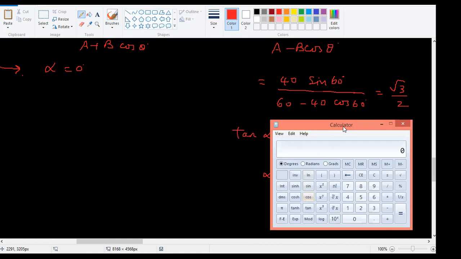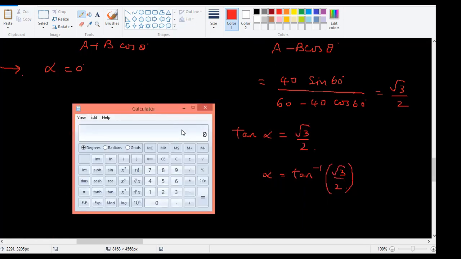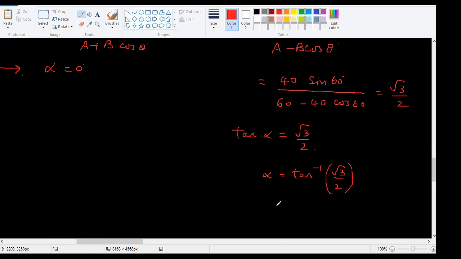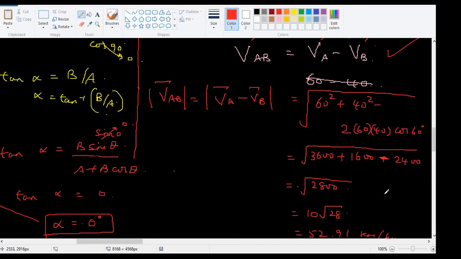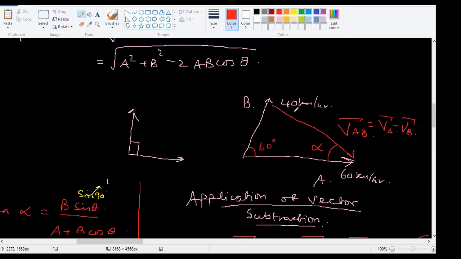Root 3 by 2 is 0.8. 0.8 means something close to tan 40, I think. Tan inverse. So tan 40 is something close to 0.83. So I'm going to say the angle will be something close to 40 degree, 38 degree, or 39 degrees. So it means the angle between this road and this relative velocity line is 38 degree.